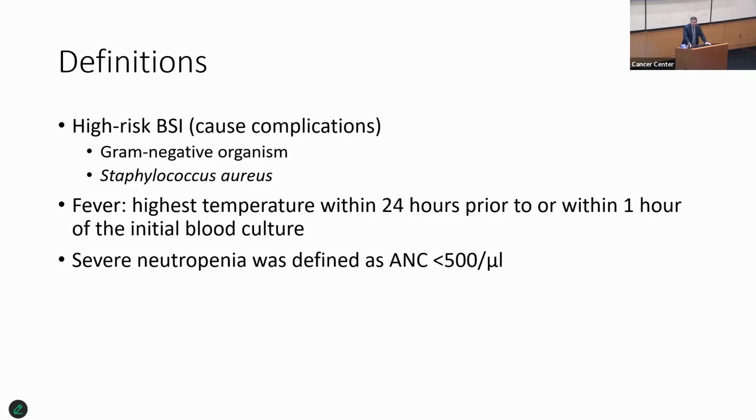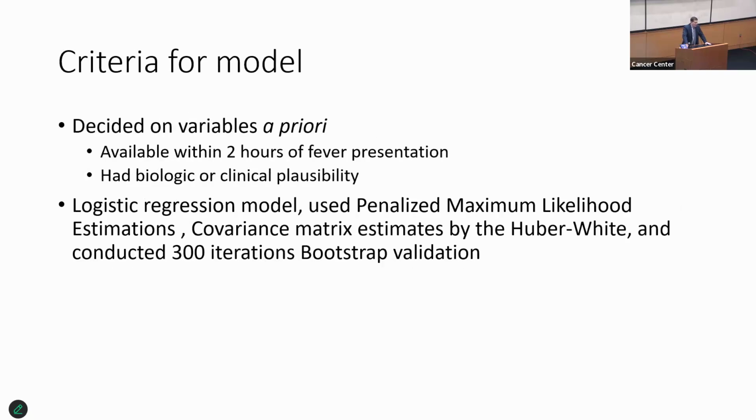And severe neutropenia was assigned as an ANC under 500. So in order to make a model, it's important to decide on the variables a priori, and we did that. They had to be available within 2 hours of presentation and have a biologic or clinical plausibility of being related to the outcome. So then this is my most stats-heavy sentence, so I'm just going to read it, and then later if anybody wants to talk about it, I'm happy to go into detail.